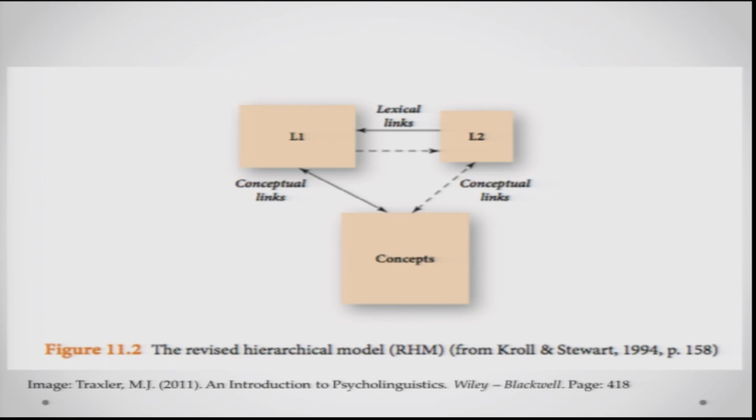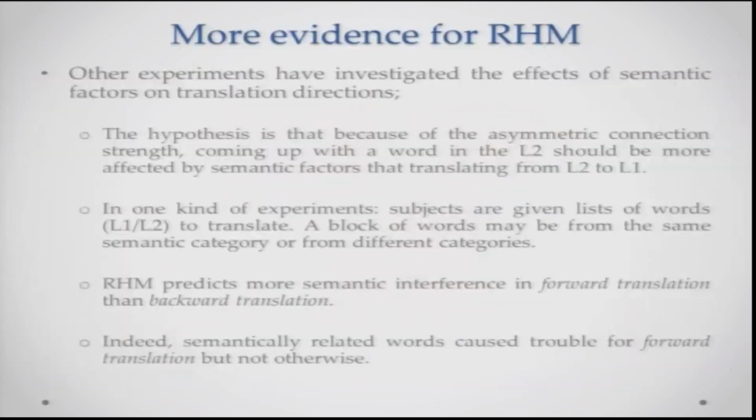So, if you see, this is the revised hierarchical model by Kroll and Stewart in 1994, and you see the conceptual links are stronger between L1 and the conceptual store, and the links between L1 and L2 is slightly weaker, but the link between L2 to L1 is slightly stronger. So, if you have to translate from L2 to L1, you do not really need to go through the conceptual store, but if you need to translate from L1 to L2, you might need to go through the conceptual mediation store. Now, this is basically how the model predicted and how it looks like.